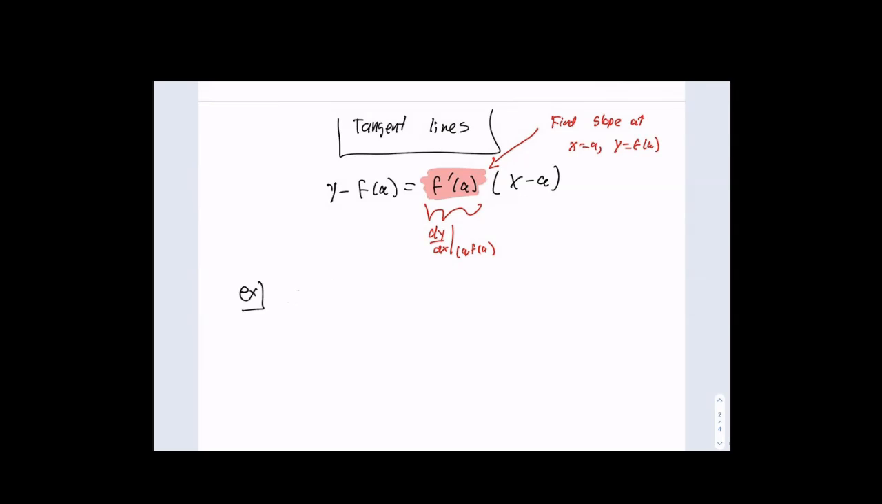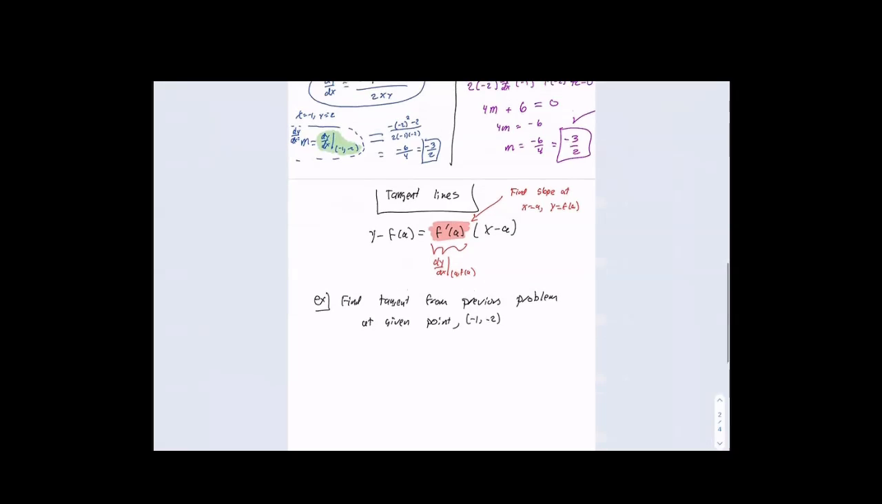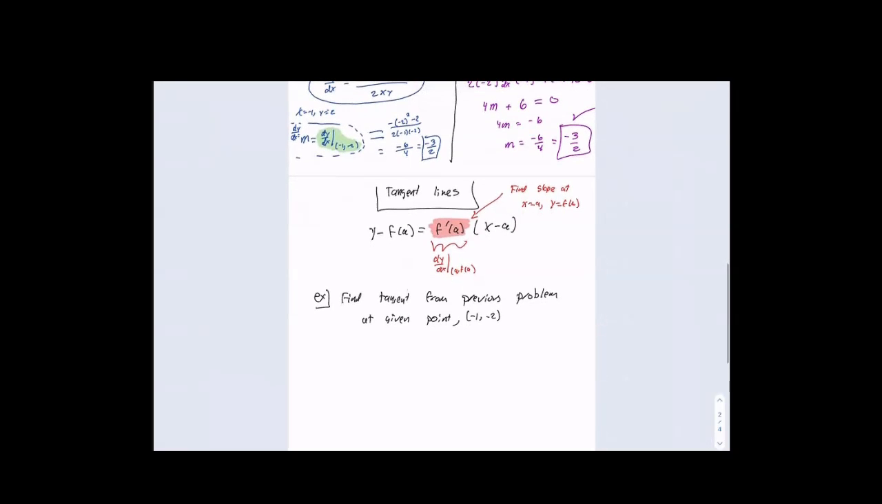Find a tangent from the previous problem at the given point. Okay, so same problem. We already know the slope is negative 3 halves. So we know that x equals -1. We know that y equals -2. And we also now know that the slope is -3/2.